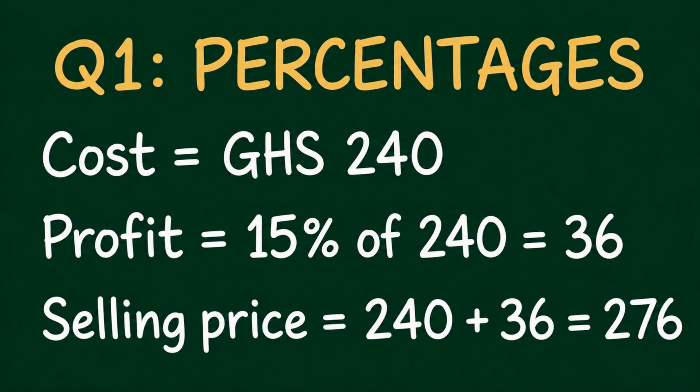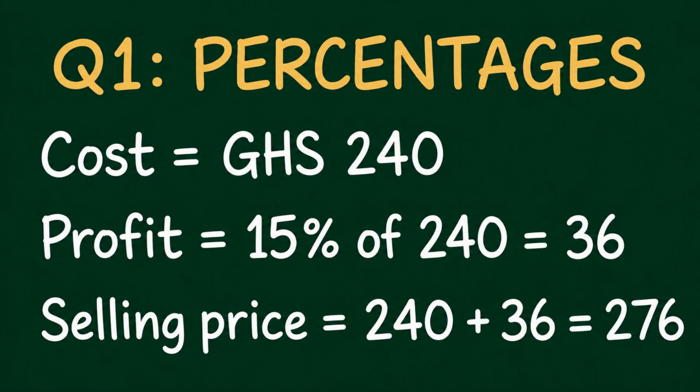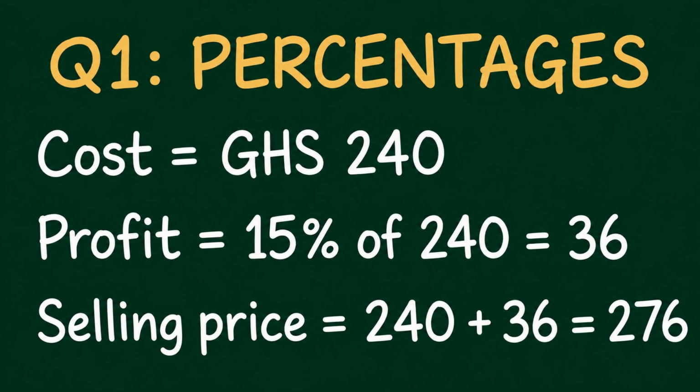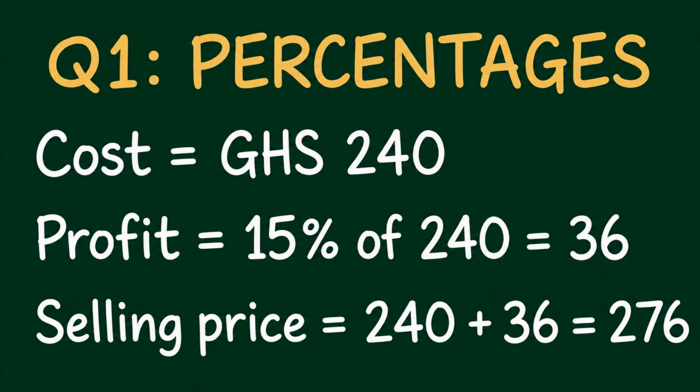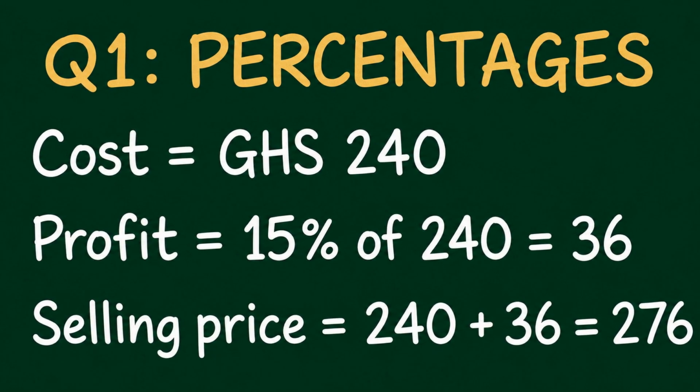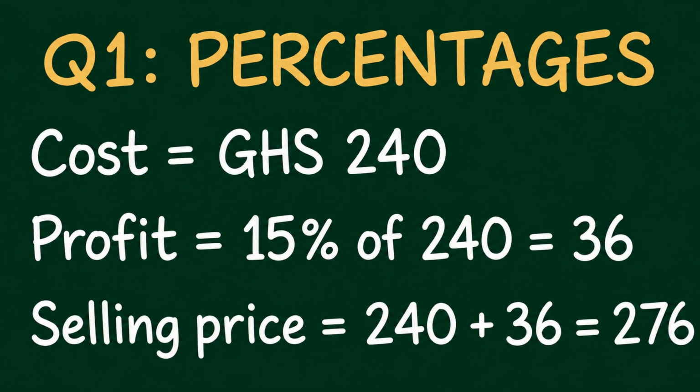Question 1. A trader bought a bag of rice for 240 Ghana cedis and sold it at a profit of 15%. How much did she sell it for? Step 1. Find the profit. 15% of 240. That's 15 over 100 times 240, which gives 36 cedis.